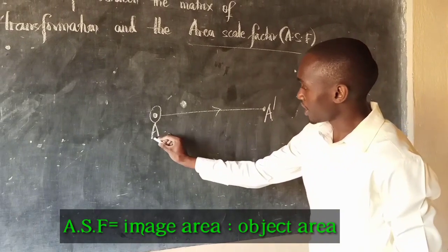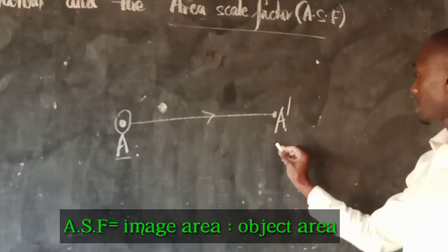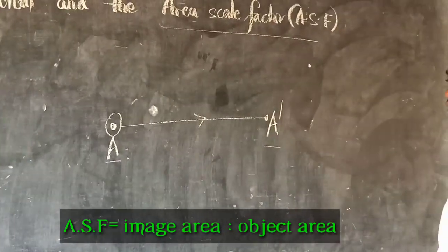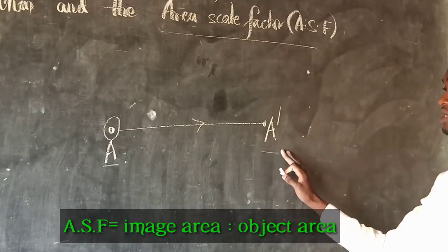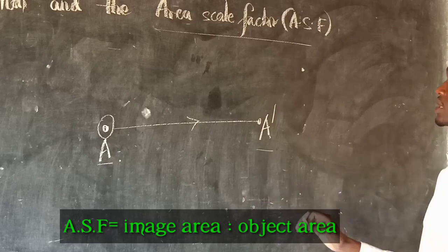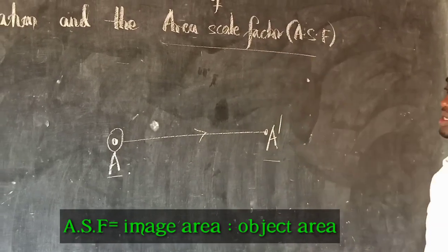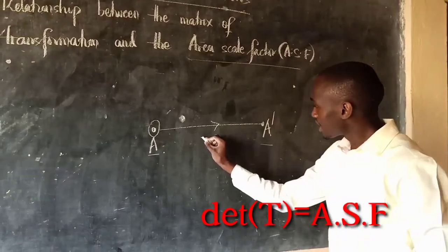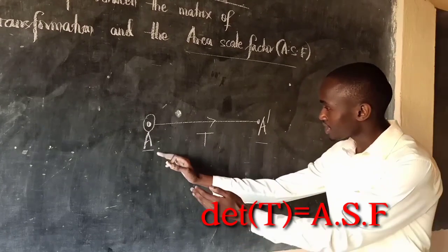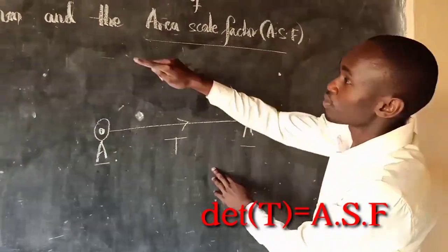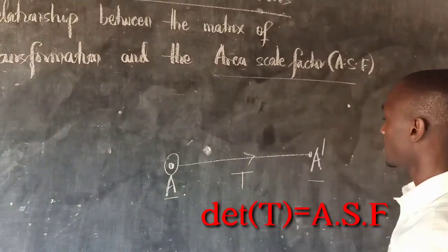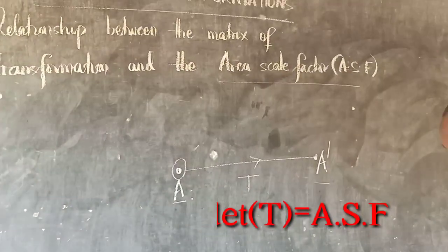Meaning, if A is the object and its image is A prime, suppose this has an area and this image has an area, the relationship between the areas is what we call the area scale factor. Now, the transformation matrix that pushes us from the object to the image is what we want to incorporate in our relationship.